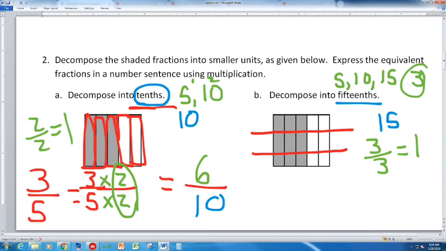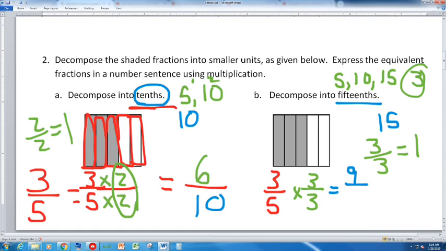Now, that's to check our answer. We would take what we had, okay? So if we count, we have 1, 2, 3, 4, 5. We have 5 total and 3 shaded in. It's the same fraction as before. Now, we're multiplying by 3 over 3, and we multiply straight across. 3 times 3 is 9. 5 times 3 is 15.